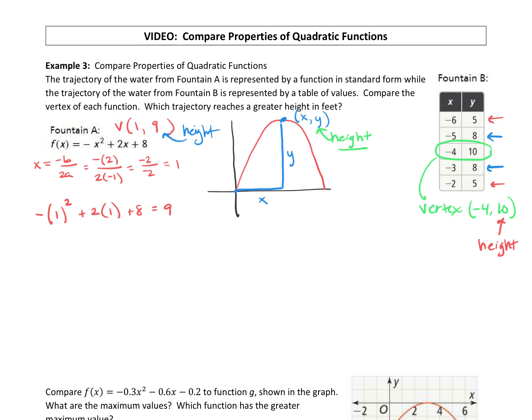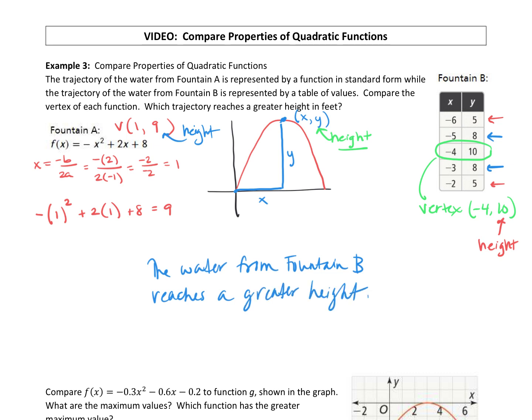Okay, so compare the vertex of each function. We did that. Here's the vertex of fountain A. Here's the vertex of fountain B. What trajectory reaches a greater height in feet? Which one got higher, fountain A or fountain B? Well, fountain B went all the way up to a 10, while fountain A only went up to 9 feet. So we can conclude the water from fountain B reaches a greater height.